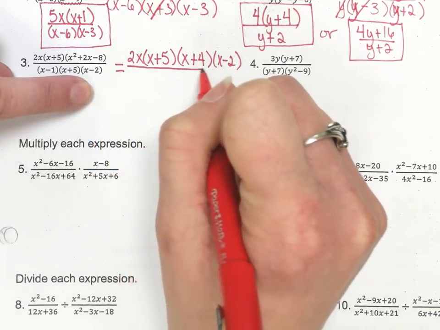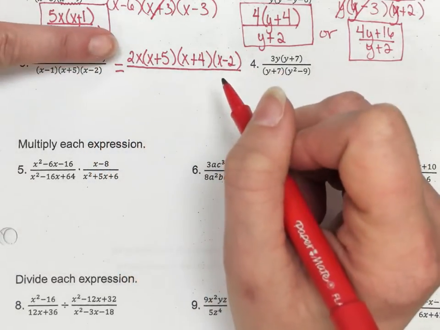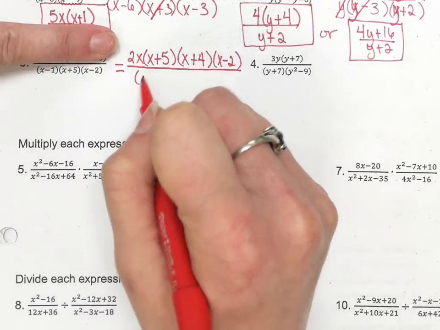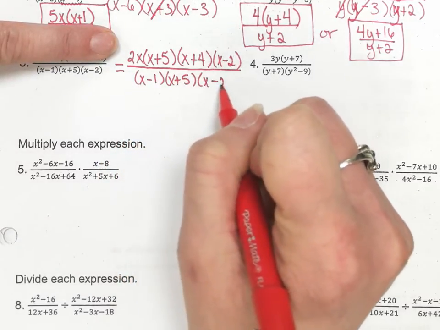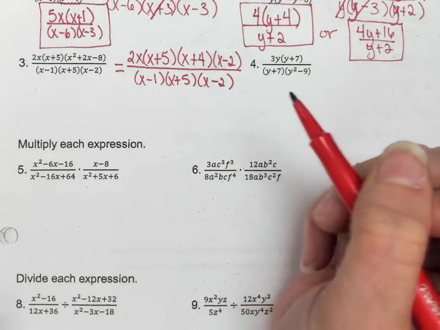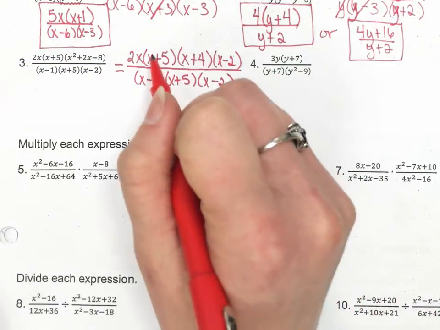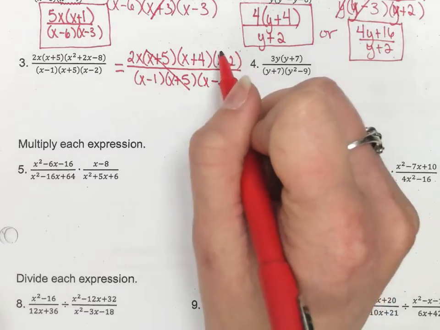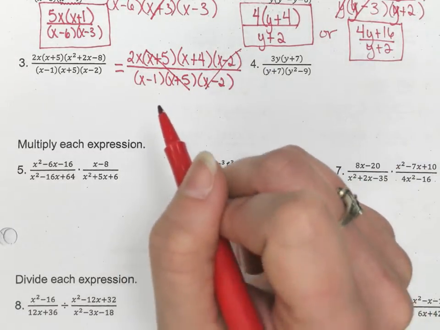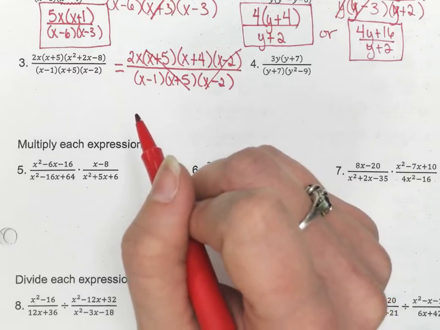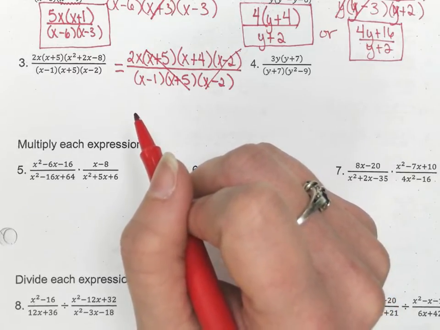And what about the bottom? Do you see anything on the bottom we can do? No? Okay, so x minus 1, x plus 5, x minus 2, and what do you notice? X plus 5 and x minus 2? So let me ask you a question. You ready? Why do they cancel out? Because of the same thing, right?